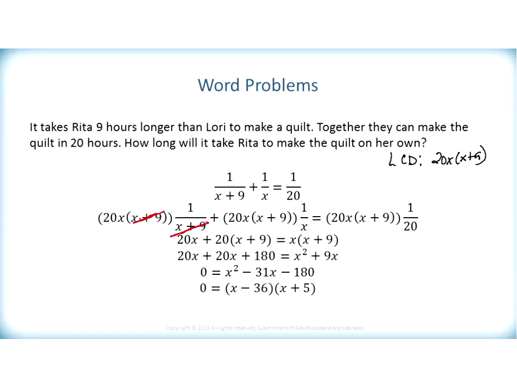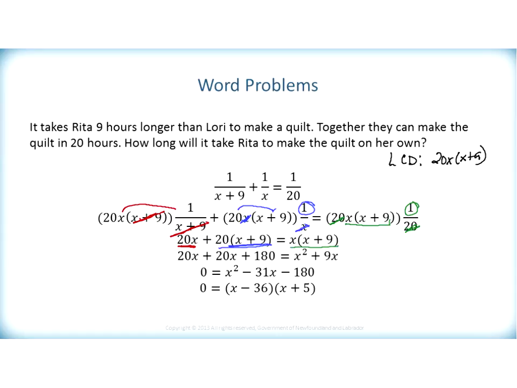That leaves us with 20x times 1, which is 20x. In the next term, we have a common factor of x, leaving us 20 times x plus 9 times 1, which is 20 outside of x plus 9. And in the last term, we have a common factor of 20, leaving x times x plus 9 times 1, giving us x times x plus 9.